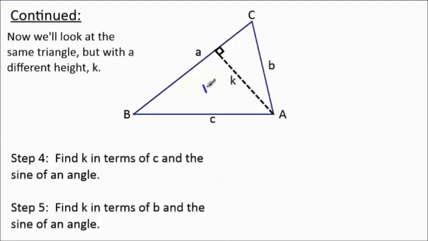So, k in terms of c and the sine of an angle. Again, we have two triangles. We'll call this one triangle 1 and this one triangle 2. If I'm going to use side c, that's part of triangle 1, and it's going to be the hypotenuse of triangle 1 because here's the right angle.